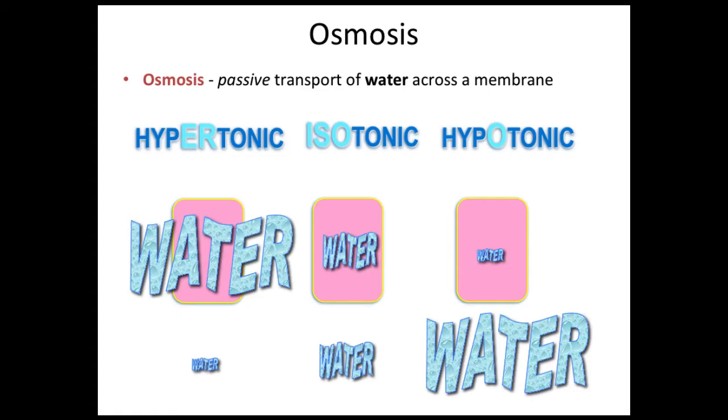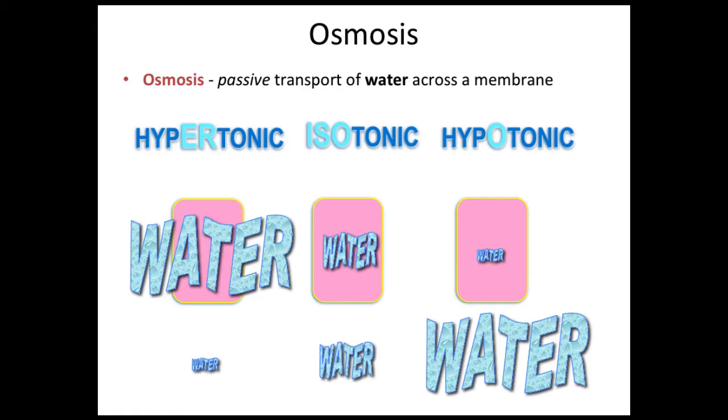When we place a cell into a hypertonic environment, the water is going to move out of that cell. When we place a cell into a hypotonic environment, the bulk of the water is going to move into that cell. And when we place a cell in an isotonic environment, water moves into and out of the cell with no net gain or no net loss of water.